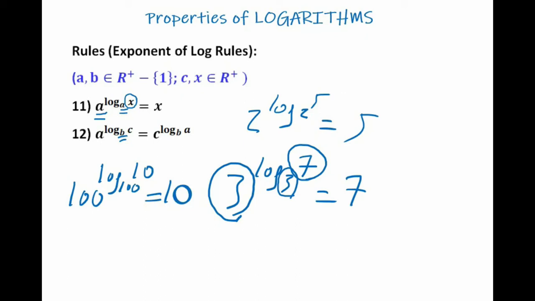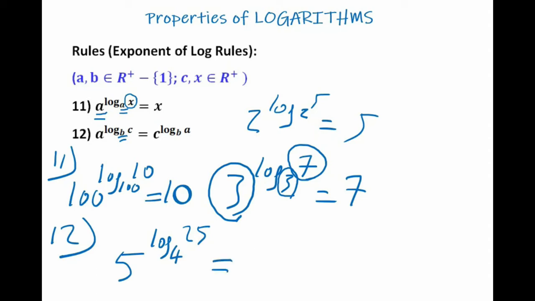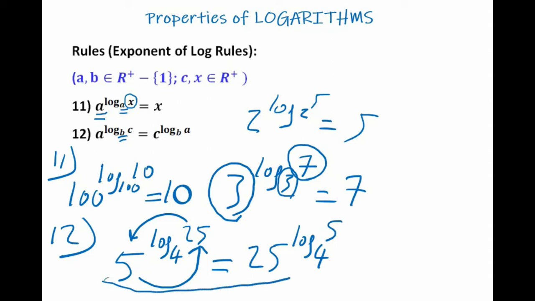All of those examples are about number 11, and now let's take a look at a case for number 12 as well. Let's say 5 to the power of logarithm 25 in base 4 is equal to. In such expressions as well, we can just switch the base number with the number that we are trying to take the logarithm of. In this case, it is 25. So we can write the base as 25 and 25 as 5. And this is going to be equal to 25 to the power of logarithm 5 in base 4. These are equal to each other. And now let's take a look at examples related to these properties.